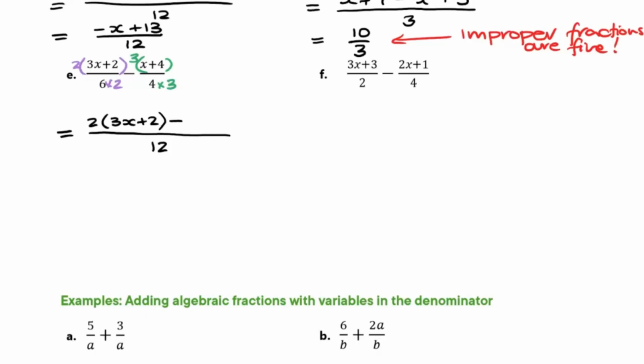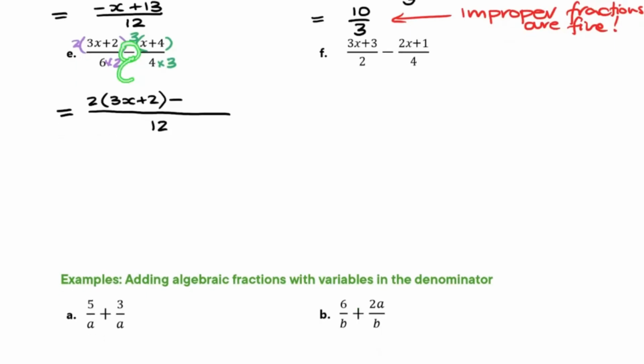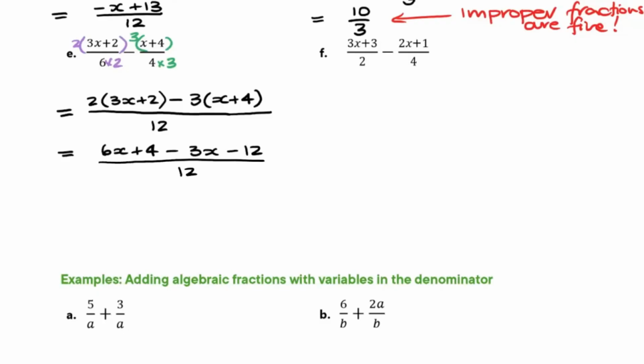So the first bracket becomes 2 and then x plus 2. This subtraction has come from the fact that we are subtracting over here. And then we have 3x plus 4. If your vinculum's ever too short, make it a little longer. There we go. Let's expand out those brackets. So we get 6x plus 4 minus 3x minus 12 all over 12.